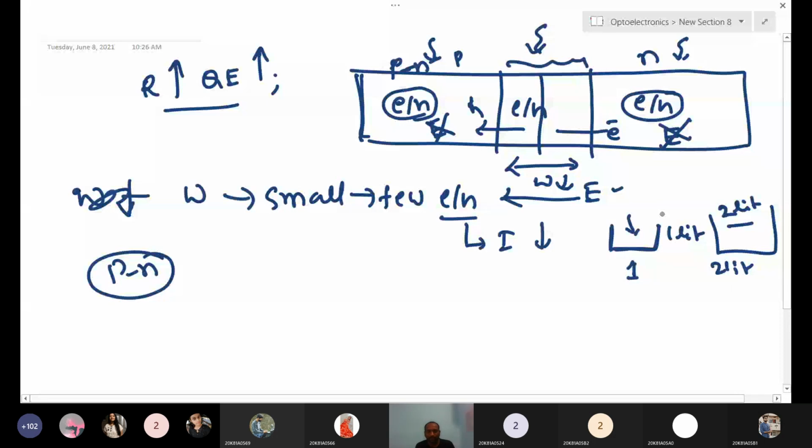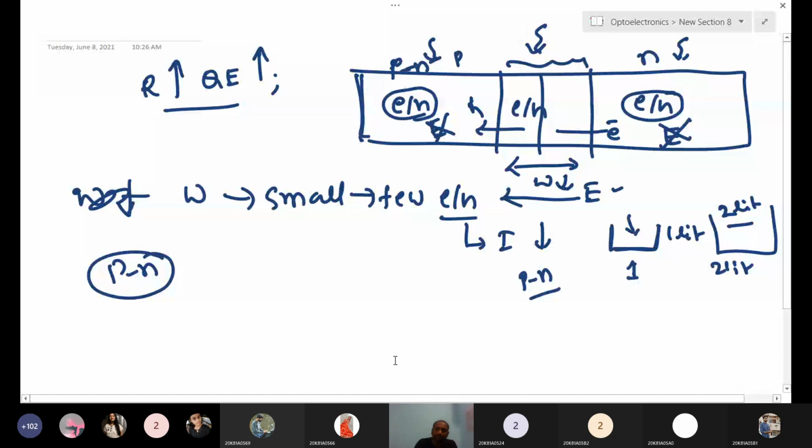In the photodiode also, especially the PN photodiode, our active area is smaller, so fewer electrons and fewer holes are created. So how will you increase this depletion width here? Please answer this question. How can you increase the depletion width?